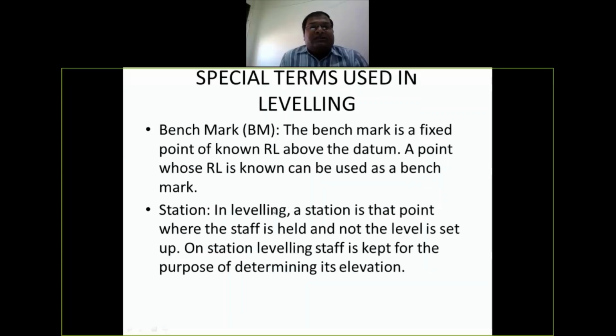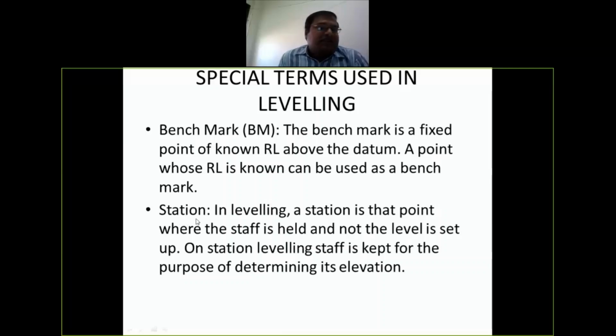Then we go to the next definition, that is benchmark. The short form is BM. What is the meaning of that? The benchmark is a fixed point of known RL above the datum. A point whose RL is known can be used as a benchmark. Generally, in compass survey as well as in leveling, we first of all select the benchmark. You can take any permanent benchmark, for example the edge of a building, railway platform, or pillar, with respect to which you can take the measurement. So a benchmark is a fixed point whose RL is known to you. That is very important.